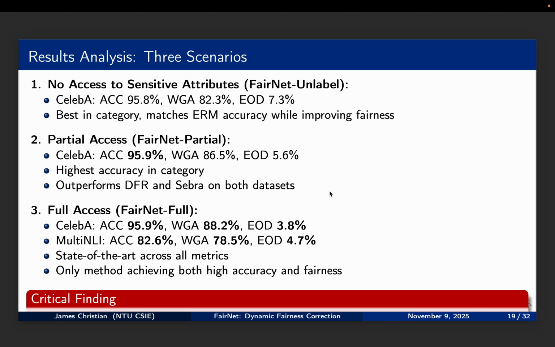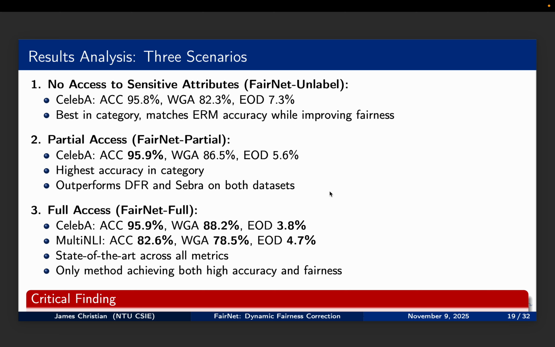Let me analyze the results for the three scenarios. First, no access to sensitive attributes with FairNet on label. On CelebA, it achieved 96% accuracy, 82% worst group accuracy, and 7% equalized odds difference. It is the best in its category and matches ERM accuracy while improving fairness. Second, partial access with FairNet partial. On CelebA, it achieved 96% accuracy, 87% worst group accuracy, and 6% equalized odds difference. This is the highest accuracy in its category. It outperforms DFR and Zebra on both datasets.